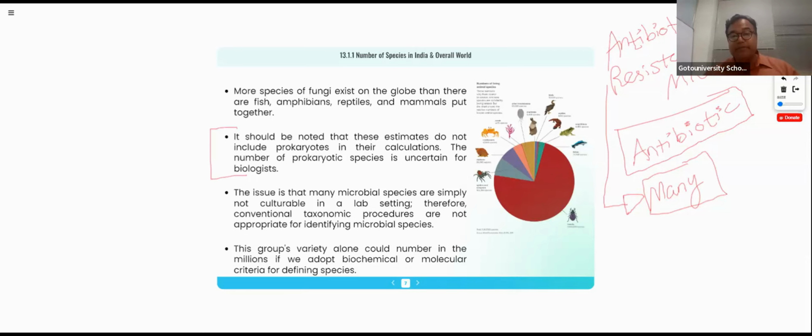Now, many microspecies are simply not culturable in a lab setting. Therefore, conventional taxonomical procedures are not appropriate for identifying microbe species. Can I give an example for that? Yes, of course. The virus, like retrovirus, we can't culture very easily. Why? Because virus has both living and non-living properties. So this is a challenging area for us. Why? Because this retrovirus sustains in certain places, but does not exhibit the living property outside the cell.